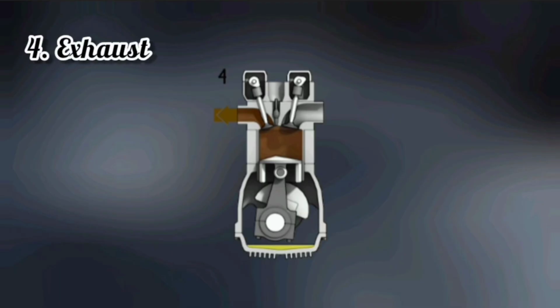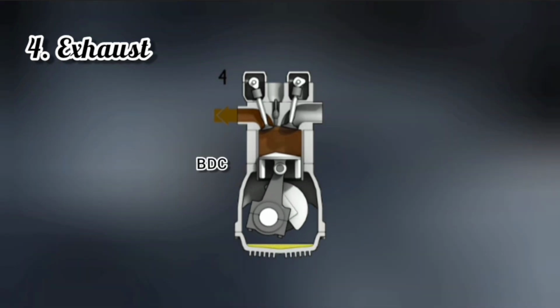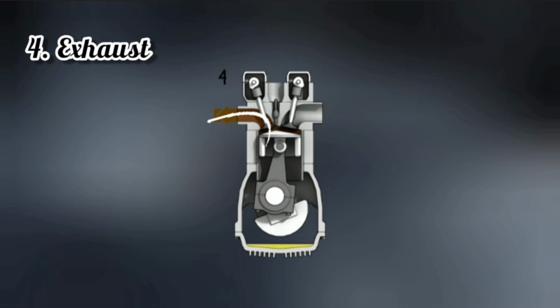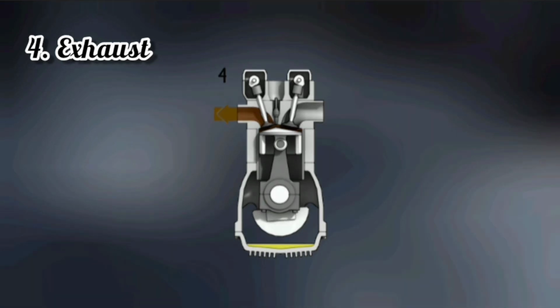The fourth cycle is exhaust. In this cycle, the piston moves from bottom dead center to the top dead center. In this phase, the exhaust valves open and the burnt gas is sent out.